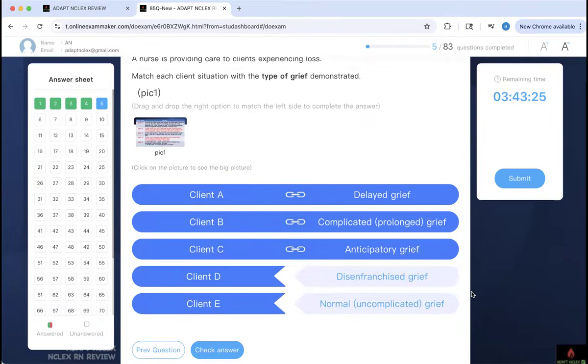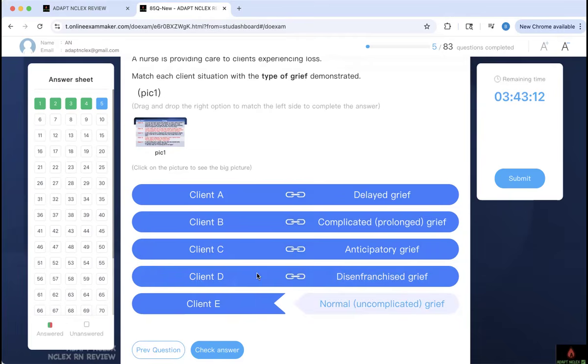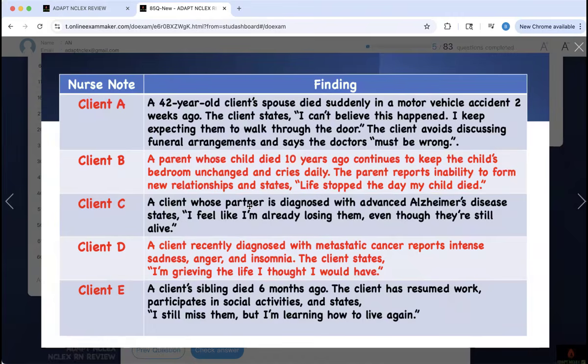Therefore, what do you think she's doing? The client is not showing the grief. She's just basically not acknowledging the grief that will come. That is disenfranchised. When you disenfranchise somebody, you take something away from them. That's what happened. And this last patient, a client's sibling, died 6 months ago.